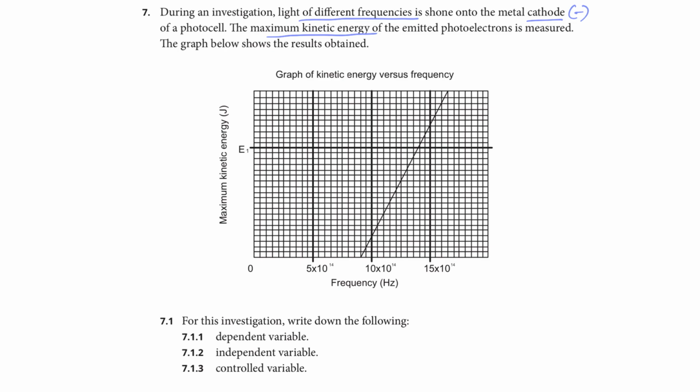So remember, the dependent variable is always on the y-axis, and we're looking at maximum kinetic energy. Please don't just write kinetic energy. Maximum kinetic energy is the one, and that is measured in joules. The second one says, what is the independent variable? The independent variable is always on the x-axis, and that is the frequency.